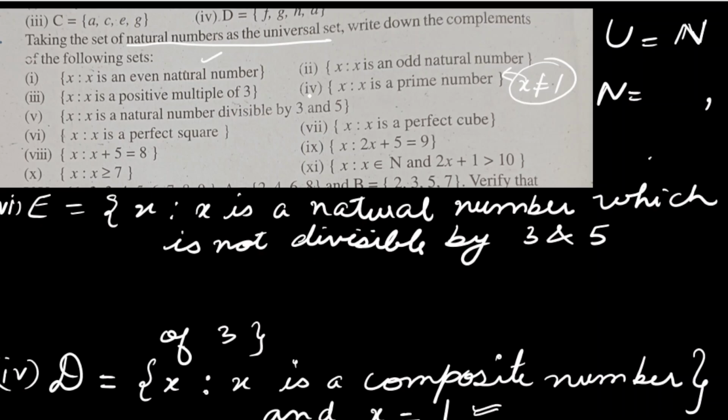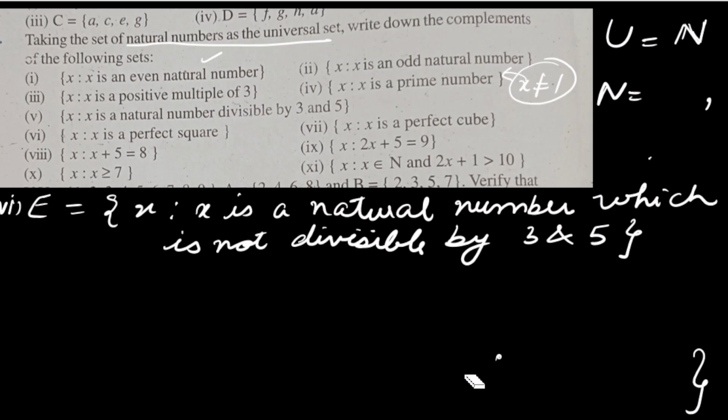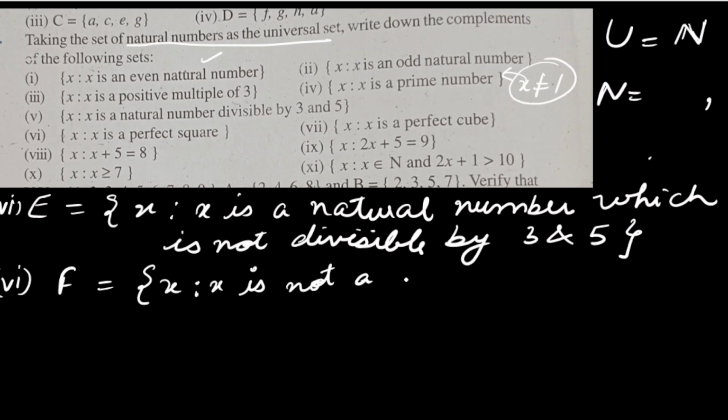Okay, so all the numbers here we are considering are those divisible by 3 and 5. So in its complement we'll consider those numbers which are not divisible by 3 and 5. Because opposite, we have to consider the elements which are present in this set; those elements won't be present in its complement. So sixth one now we'll be doing. I'll be considering it as set F. X is a perfect square. X is not a perfect square.